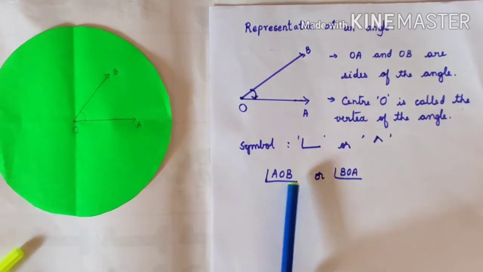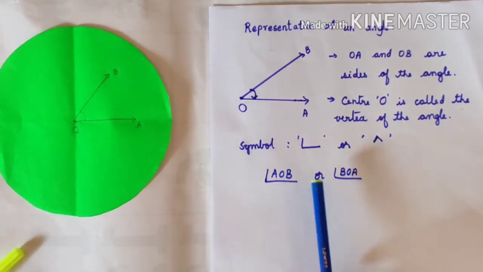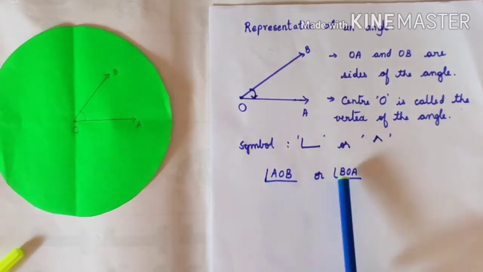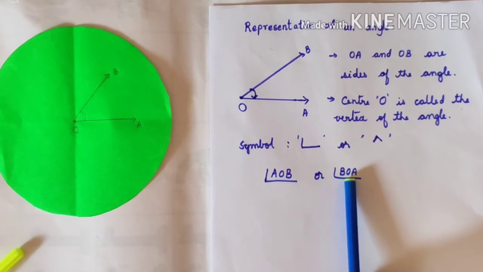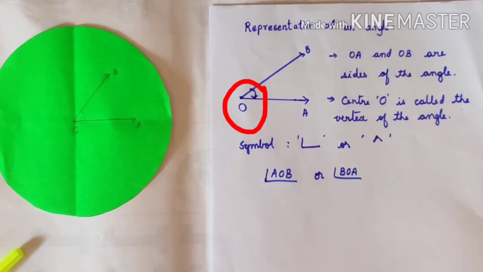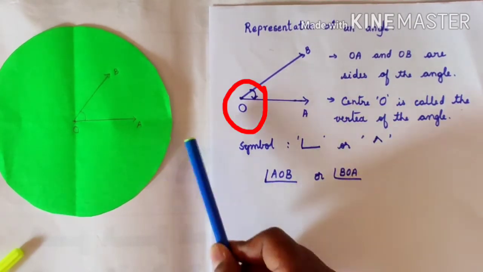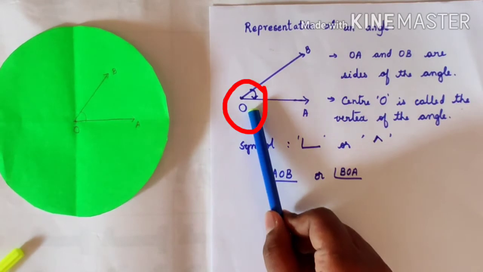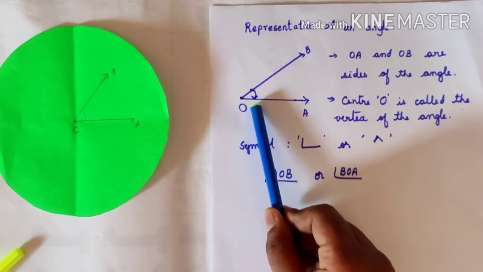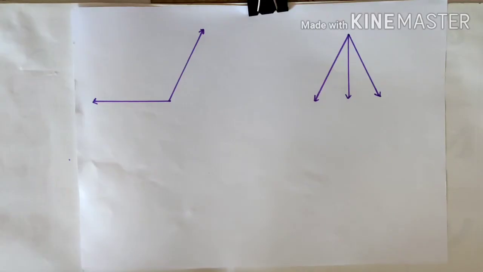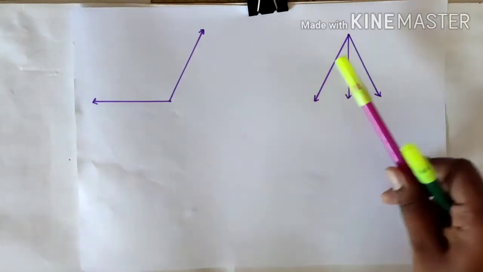It is read as angle and represented by the capital letters of the English alphabet. So angle AOB or read as angle BOA. And if you observe carefully, the middle letter represents the vertex of the angle. Vertex means the point where the angle is formed. You can see here, vertex is O. O is vertex because at O the angle is formed. So we can see two different rays emerging from a common end point.